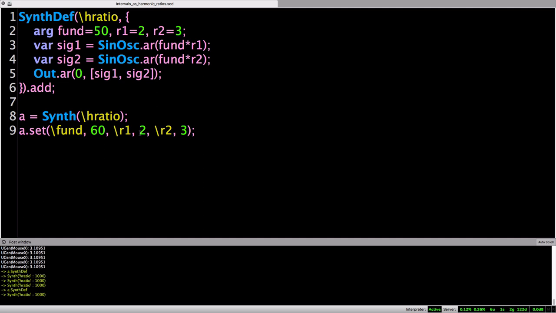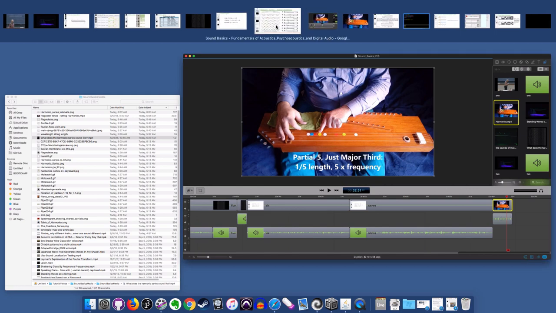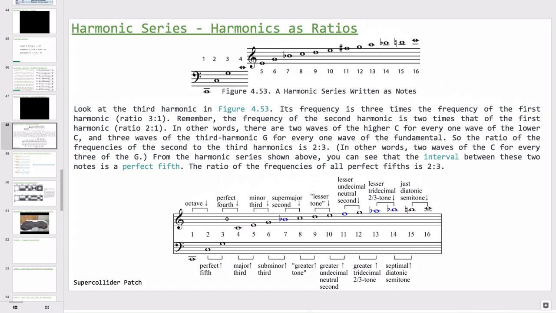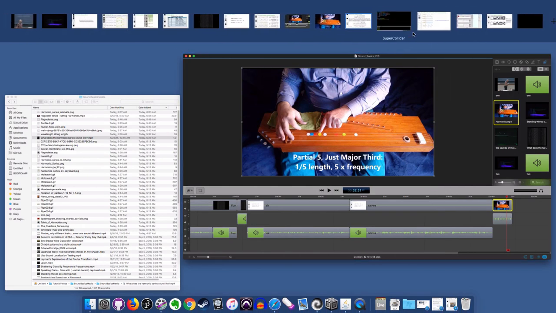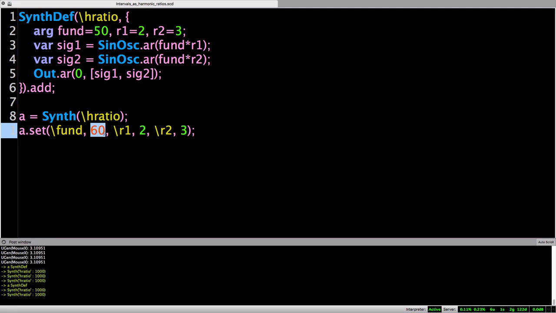Okay. Now, if I change the relationship here, we can change the fundamental to 60. That's the MIDI note number, which is middle C, and then 2 to 3. So if we look back at our diagram right here, 2 to 3 is going to be a perfect fifth, right? So I can make it a higher fundamental, say, 440, let's do that. Or we can even just do 100, because it's actually doing 2 times 100 and 3 times 100. So you got a fifth. I see, that's why it had such a low frequency. Let's see what 11 to, say, 19 sounds like. So that's the interval of 11 to 19.